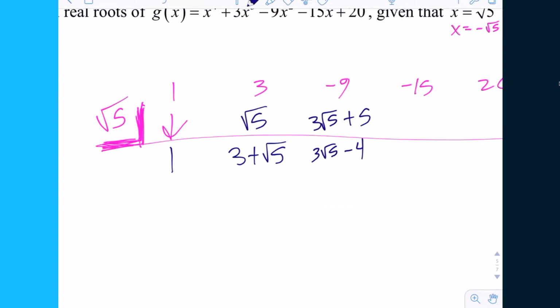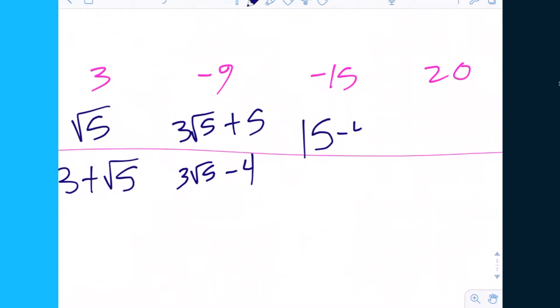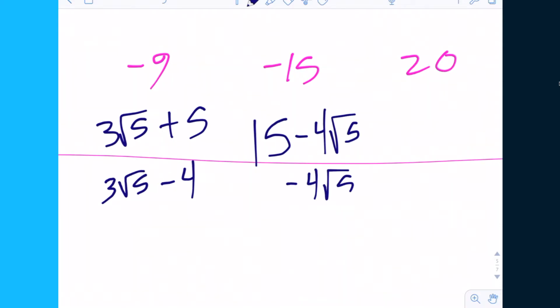15, because square root of 5 times square root of 5 is 5, times the 3 gives us 15. And then square root of 5 times negative 4 is negative 4 square root of 5. And now you add like terms vertically, and the 5s are gone. Minus 4 square root of 5.